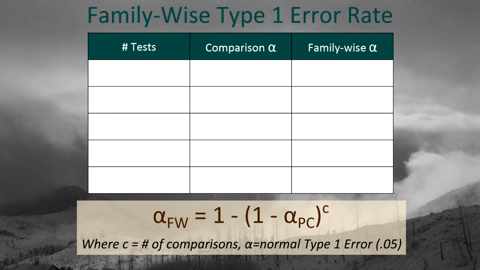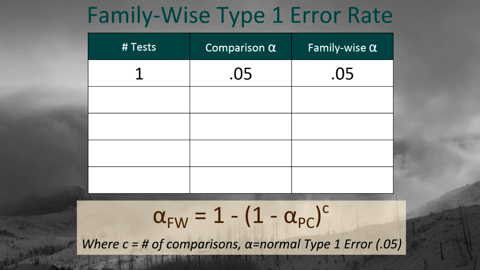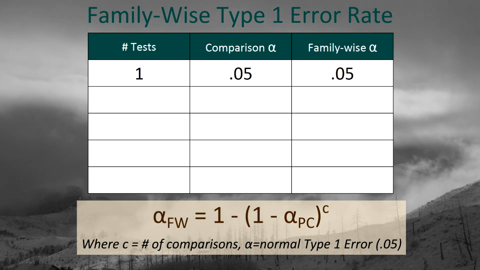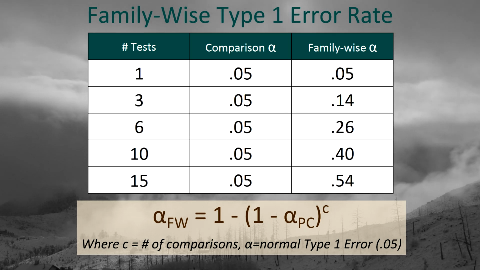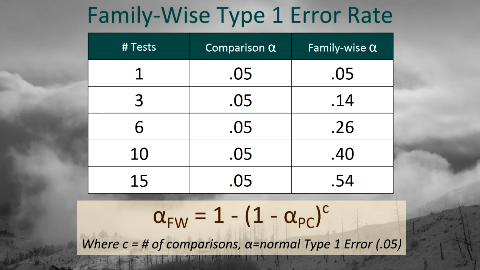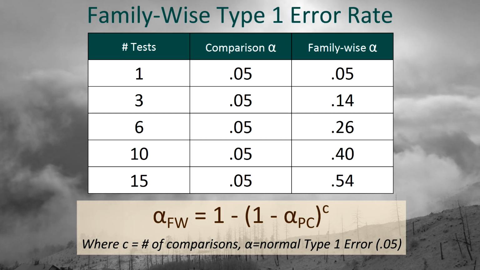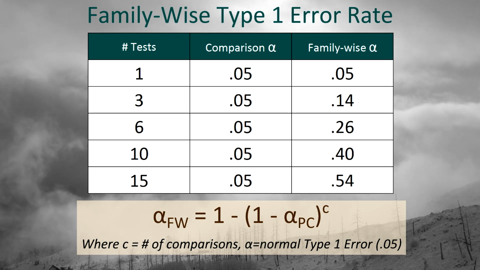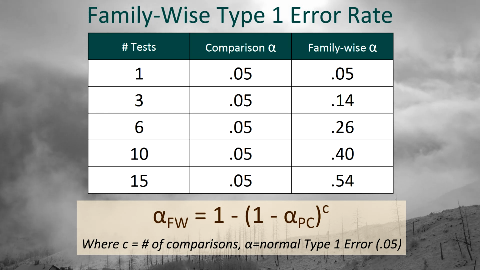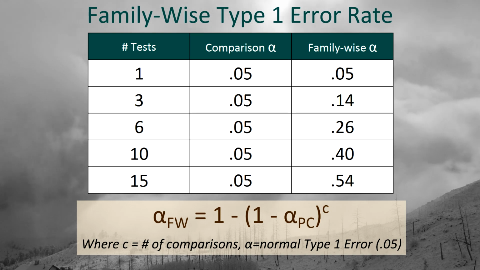Using the formula displayed under this table, you can see that while one test has a type 1 error rate of 0.05, by the time we've conducted 10 tests on this question, our chance of rejecting the null hypothesis when the null hypothesis is true is up to 40%. This increase in the type 1 error rate is called the family-wise error rate and is the error rate for the group of pair comparisons.